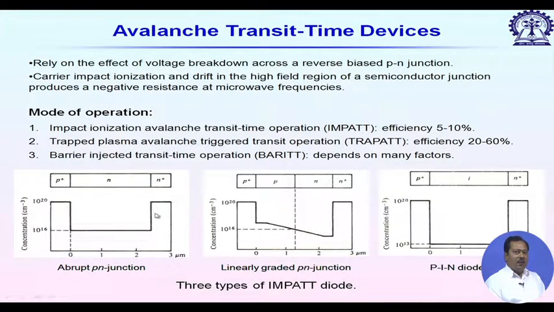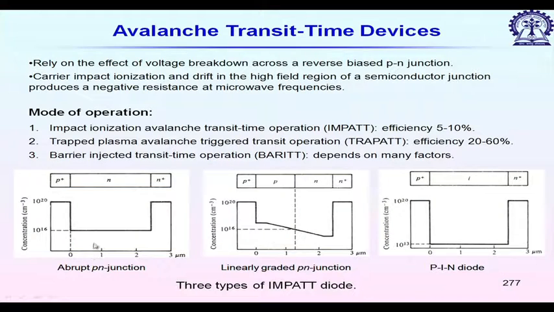IMPATT diodes are mainly used as power amplifiers, and they can generate even kilowatt order millimeter wave signals, and successfully they have been used at 94 and even as high as 300 gigahertz.